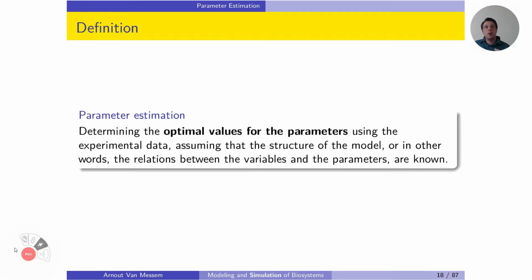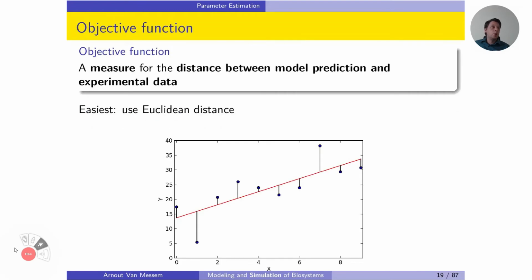So we will look for the unknown parameters that will give me the best fit of the model based on the data that we have, but assuming that my model is exactly correct. So we will be using an objective function to reach this goal. An objective function is just a measure for the distance between the model prediction and the experimental data.